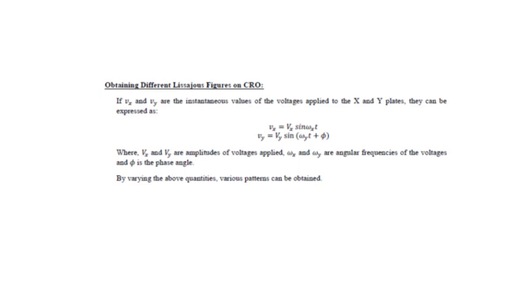Here Vx and Vy are the instantaneous values applied on x and y. One is Vx sin omega x t and the second is Vy sin omega y t plus phi, where Vx and Vy are the amplitudes of the voltage applied, omega x and omega y are the angular frequencies, and phi is the phase angle. This pattern can be obtained, and using the pattern, we can obtain much information. The patterns are shown in the next slide.